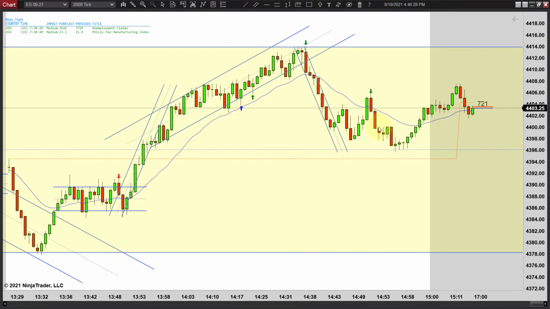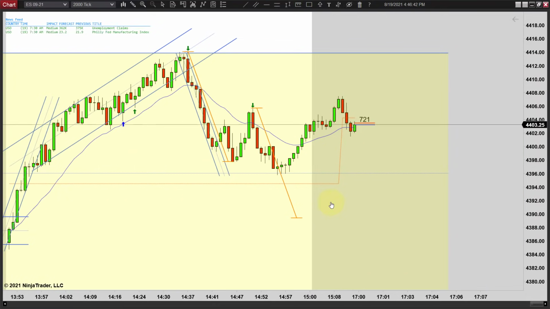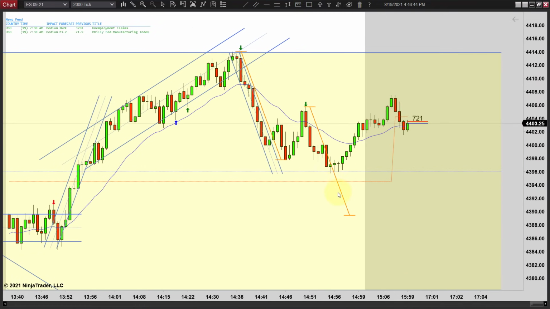So, you know, originally when it went lower here, you probably would have been looking for a measured move, which puts you down here. And you can see we just couldn't get through that midline before it bounced and went higher. And we didn't make that measured move.